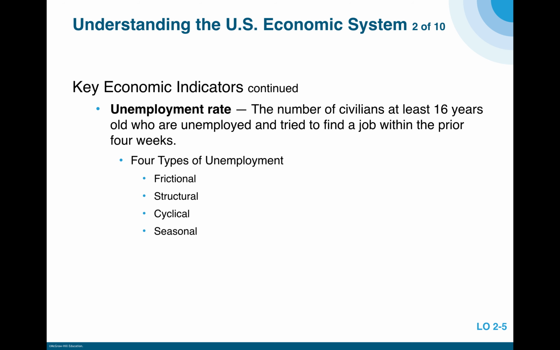So, key economic indicators. Unemployment rate is always a really good topic with politicians, and that's just the number of civilians at least 16 years old who are unemployed and tried to find a job within the prior 4 weeks. There's four types of unemployment. We have frictional, structural, cyclical, and seasonal.